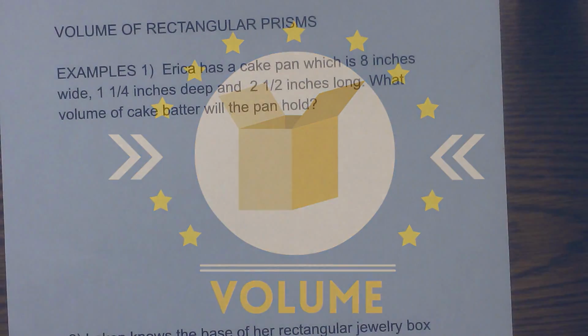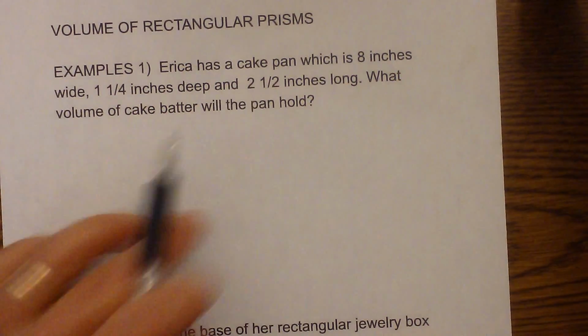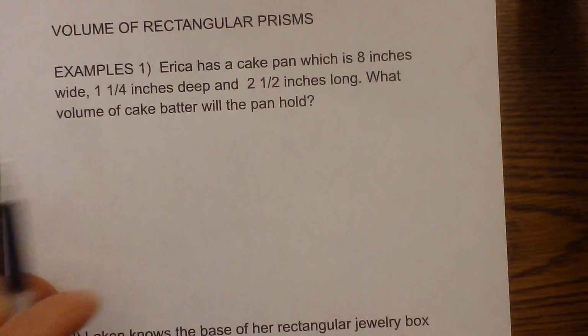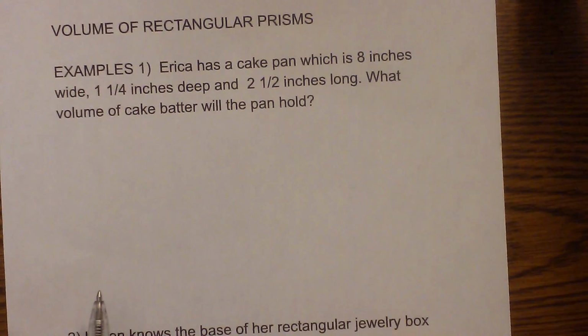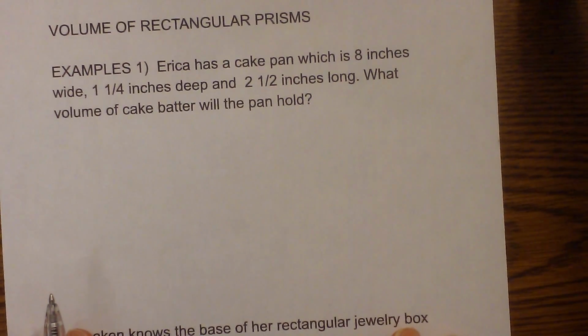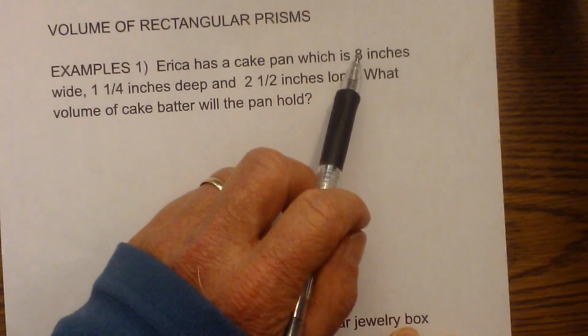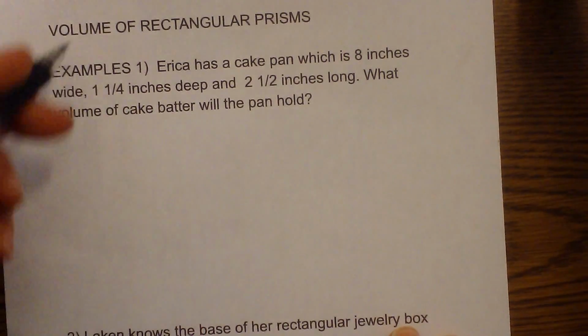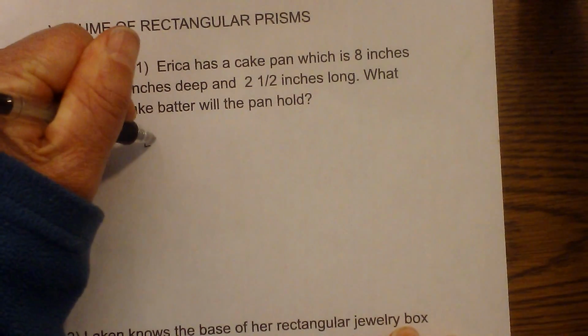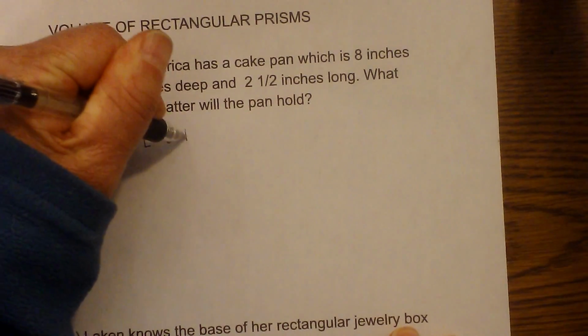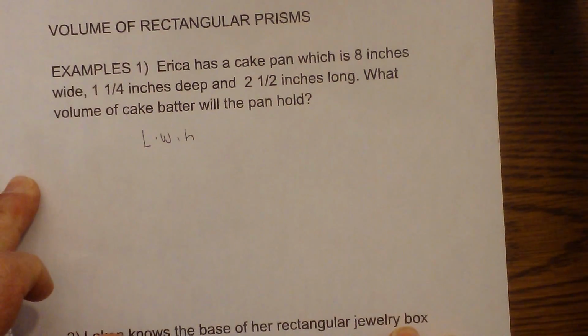Example number 1. Erica has a cake pan which is 8 inches wide, 1 1/4 inches deep, and 2.5 inches long. What volume of cake batter will the pan hold? So in this particular example, the area is not given, so we're going to use length times width times height. So let's just plug in the numbers.